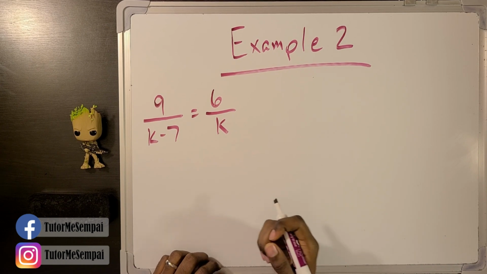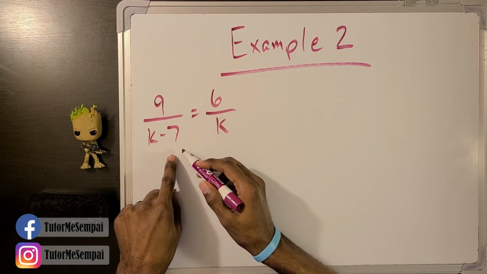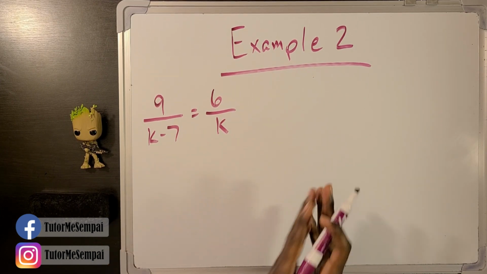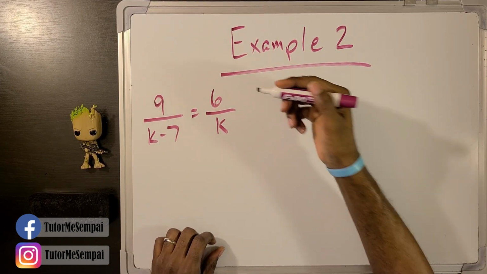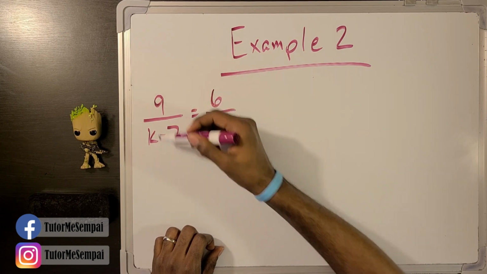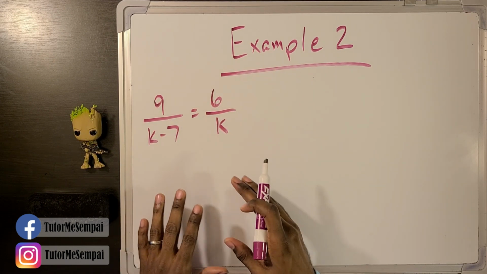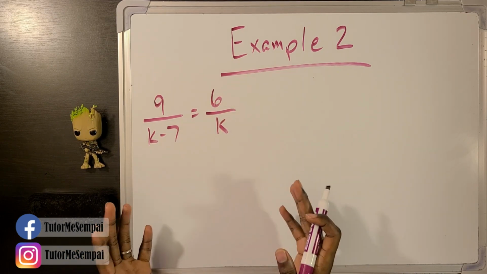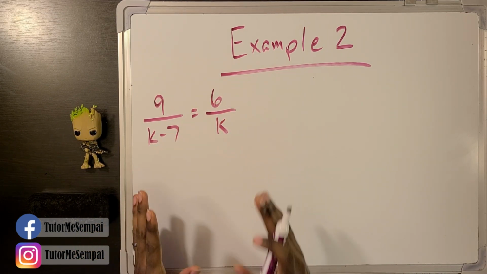So our second example is going to be 9 over k minus 7 equals 6 over k. Now I chose this example because in my last video I kind of misspoke a little bit. I said that out of the 4 different places you have here in your proportion, one of them is going to be an unknown and the other 3 are going to be given to you. However, you see here, that's not the case.